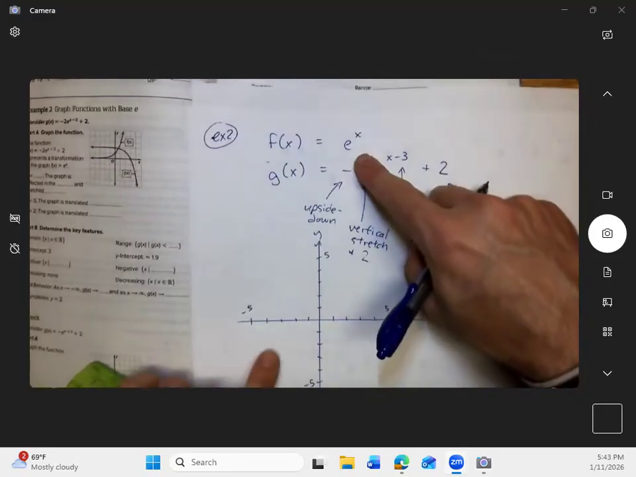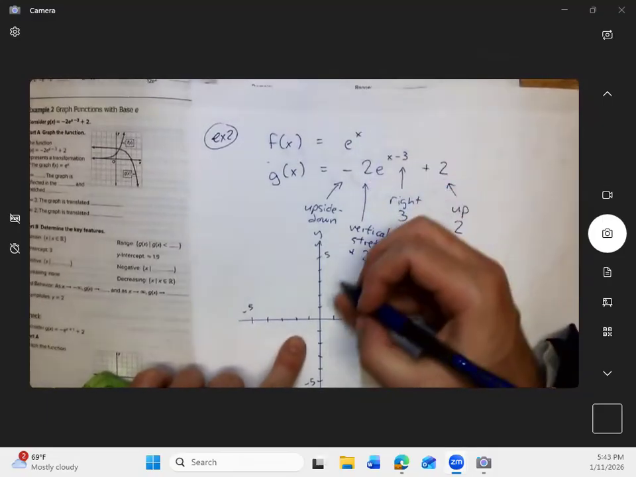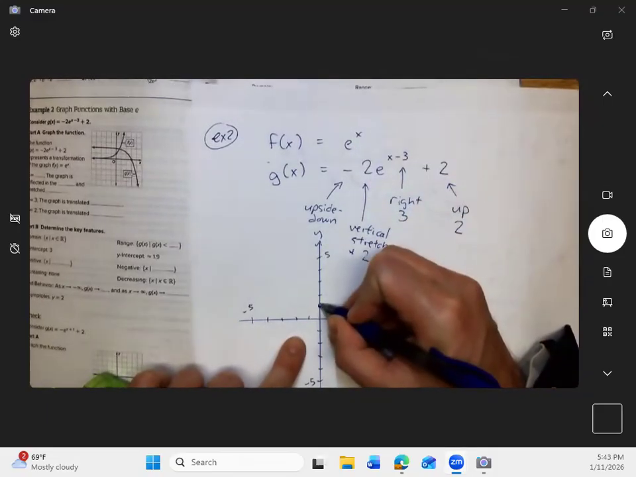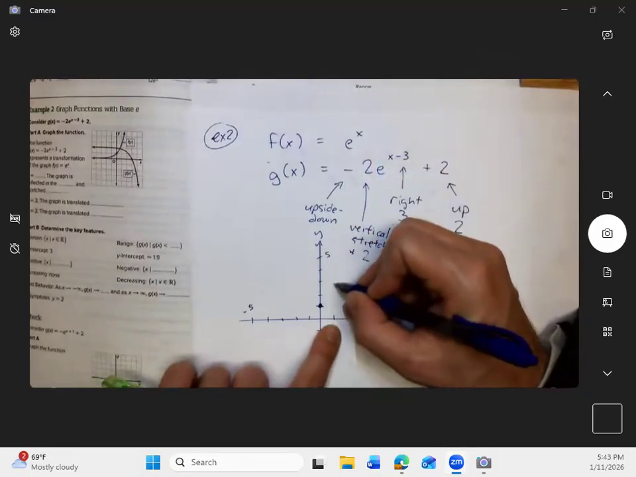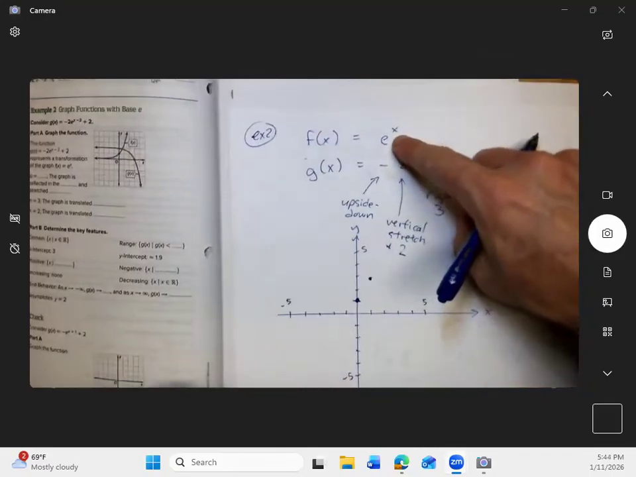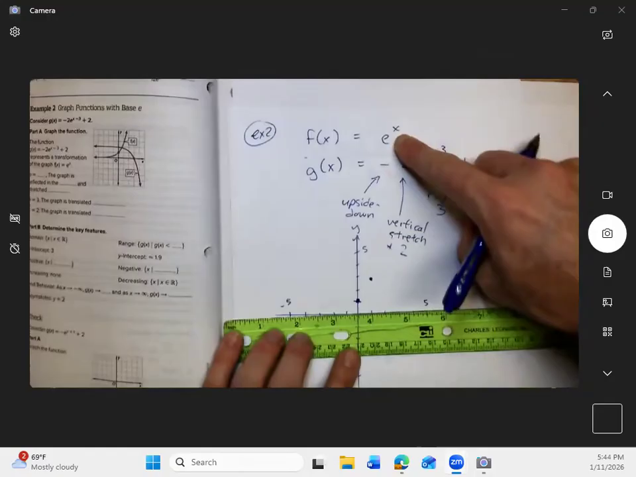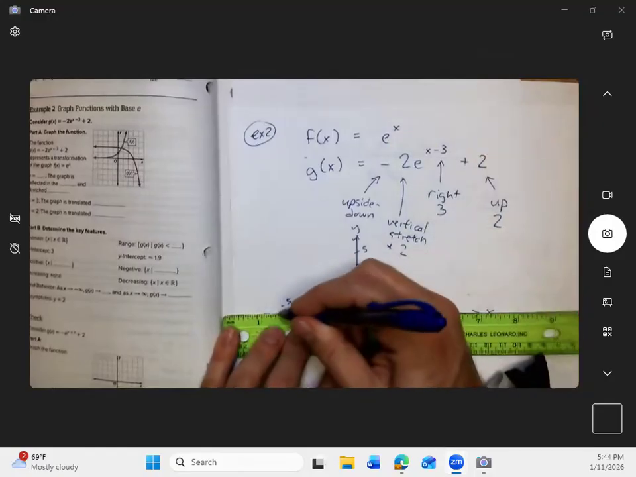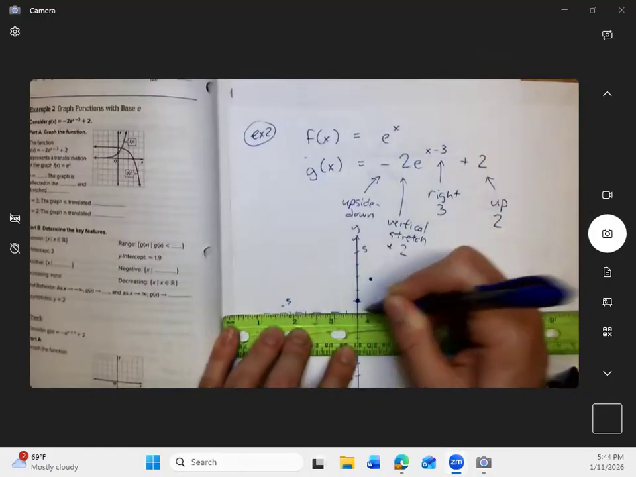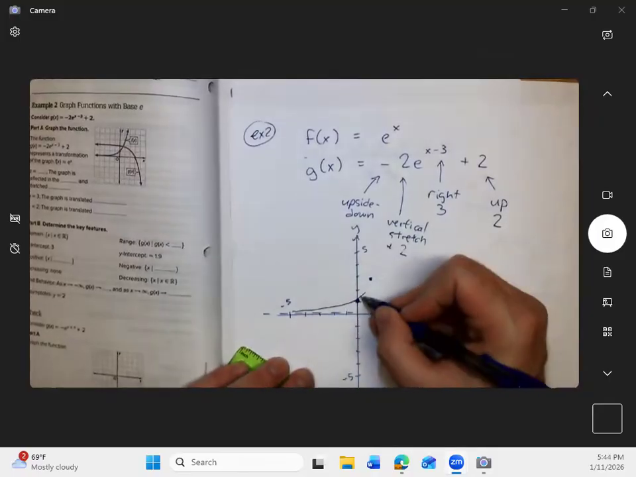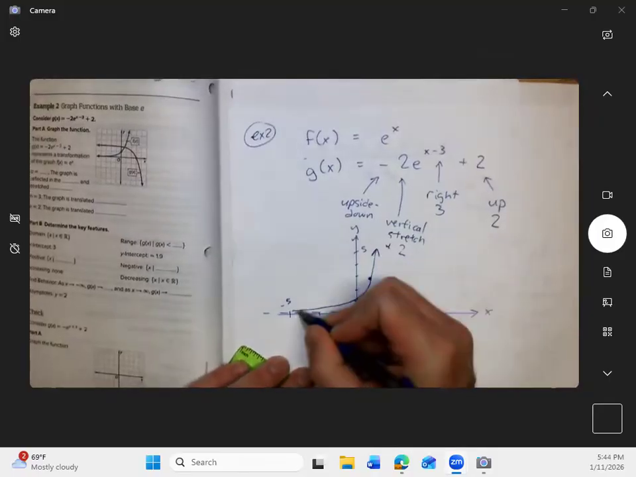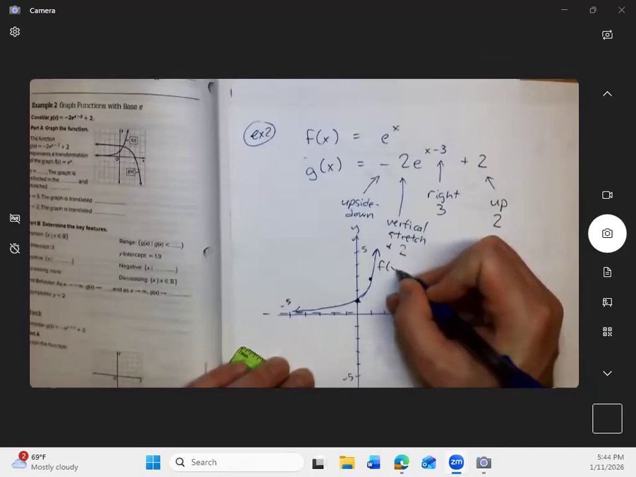So e to the x. Well, e to the 0 is 1, so 0, 1. I'm graphing f of x first. e to the 1 is e, which is about 2.7 something. It's pretty close to there. And e to the negative 10, well, that's a tiny bit bigger than 0. So there's a horizontal asymptote going to the left at y equals 0. Put it all together, and here's what the graph y equals e to the x looks like. I'll call this f of x.